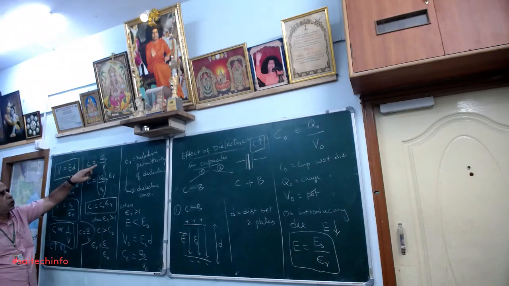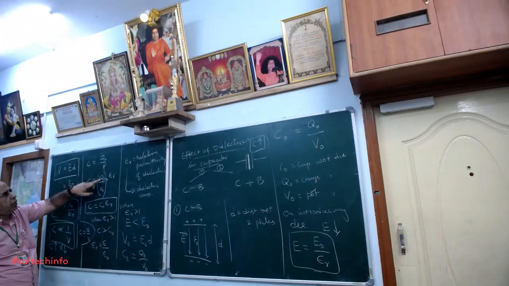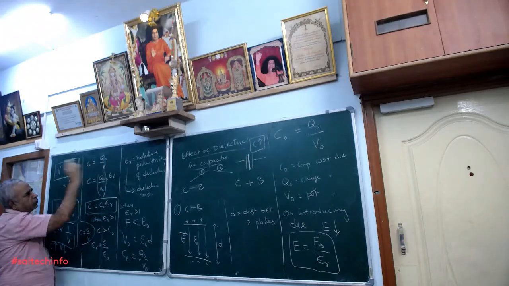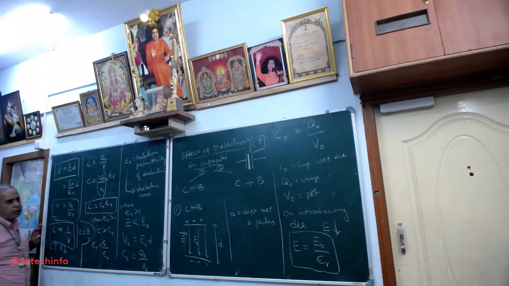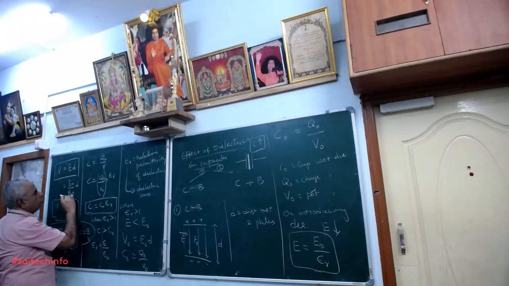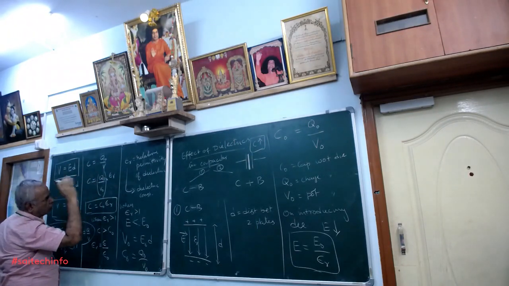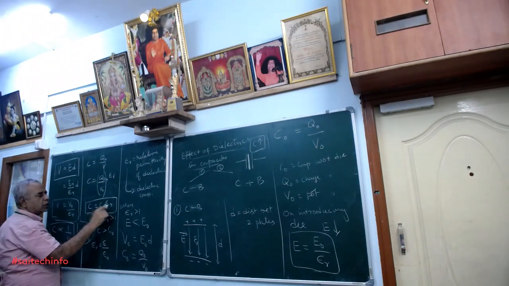C is equal to Q naught by V. Is it not? So from this, C is equal to Q naught by V, and Q naught by V naught. How do we get it? Can you explain? So V is equal to V naught by epsilon R. So I have reciprocated: Q naught by V naught into epsilon R. So Q naught by V naught is nothing but C naught. Therefore C is equal to C naught into epsilon R.